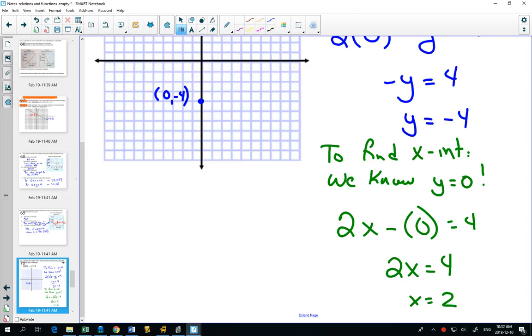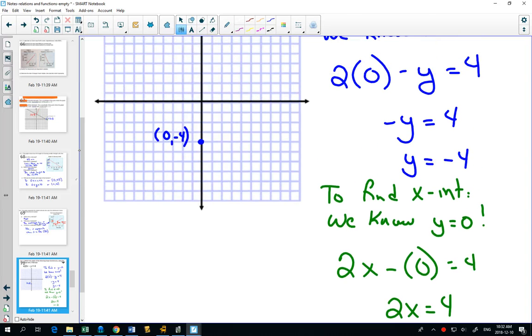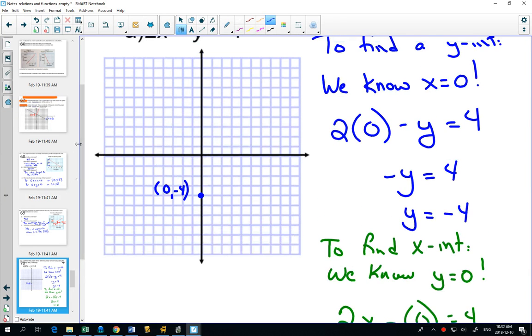And so we get an x-intercept at 2. Go to our x-axis. We can label that point (2, 0). It's a straight line. It's a linear function. Connect your dots. Draw arrowheads on the end. And you've drawn your line using just the intercepts.